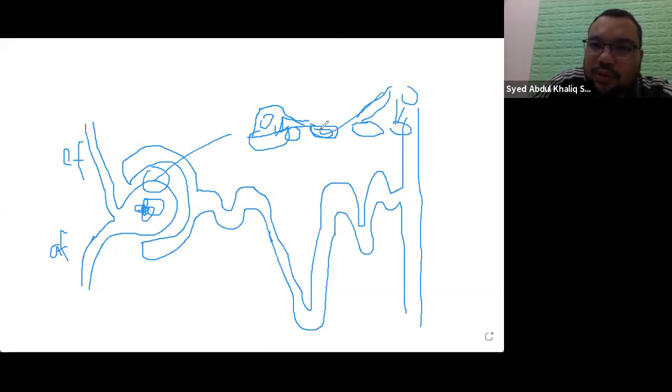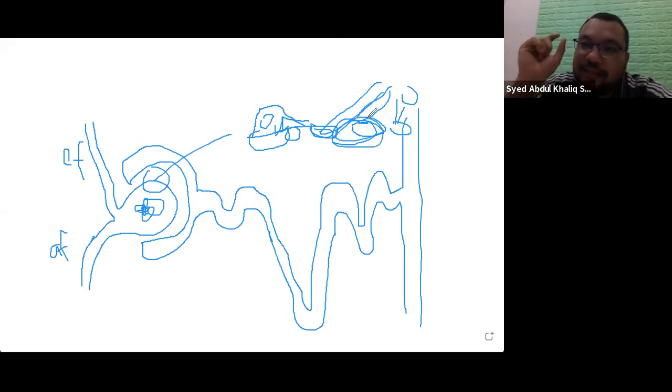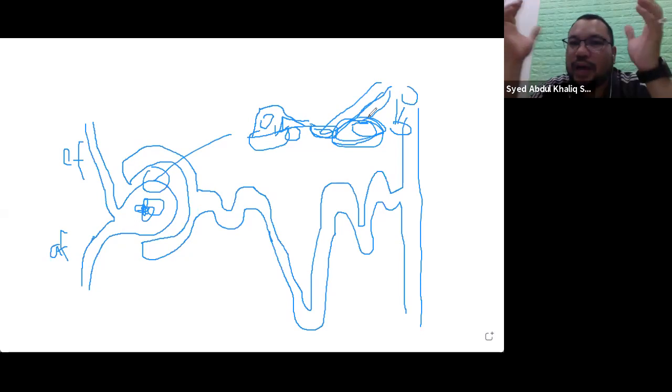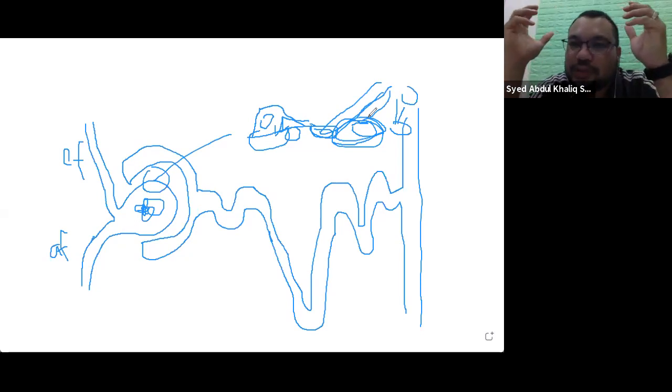This is an ugly drawing. If I had a pen it would be easier to draw. So what happens is there is effacement of the podocyte foot processes. When there is effacement, the holes become bigger. Usually the filter is small, the channels are small. So this is a type of channelopathy where the channels now become bigger. Why? Because of the effacement of the podocyte foot processes.